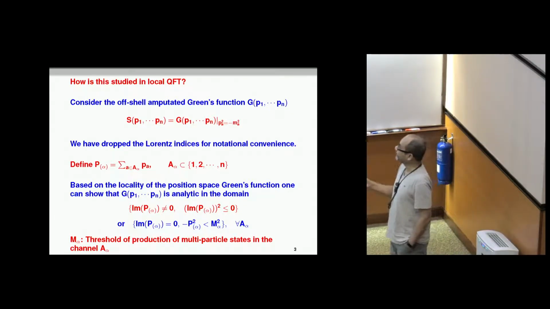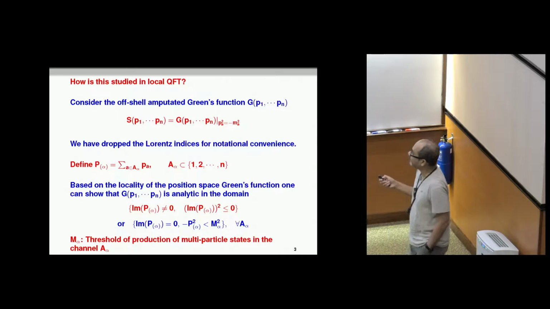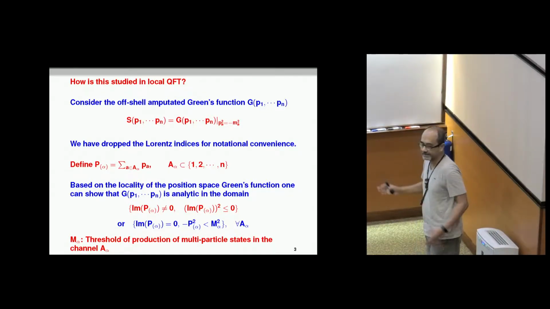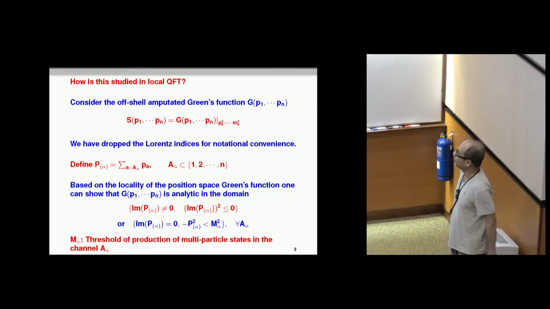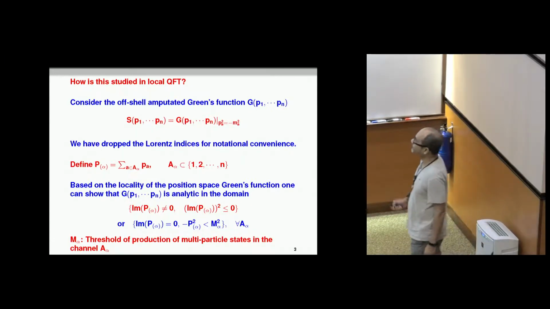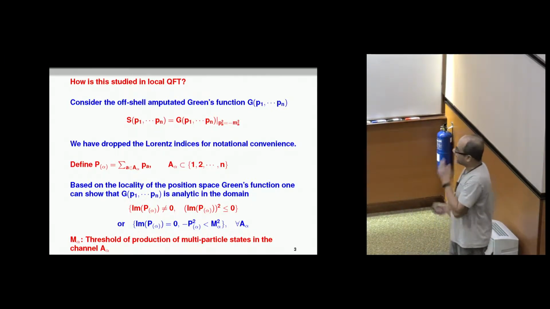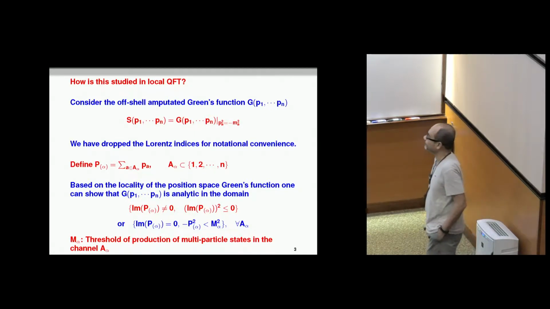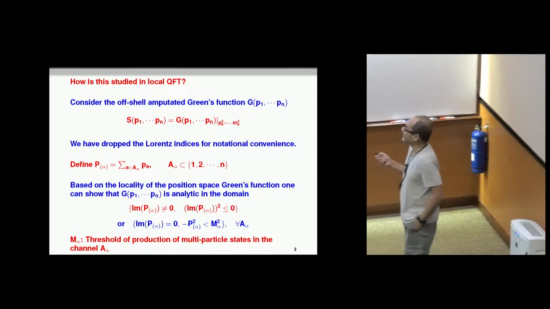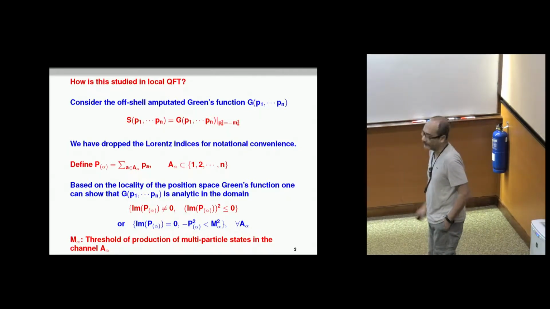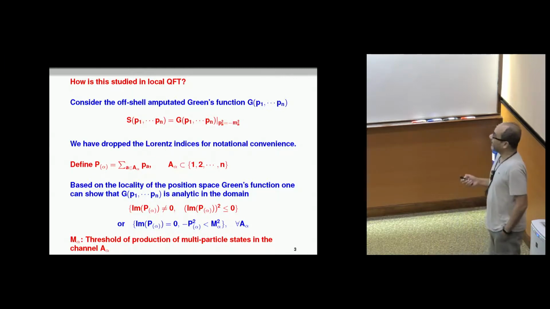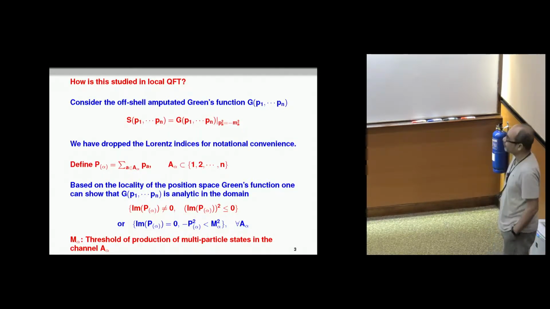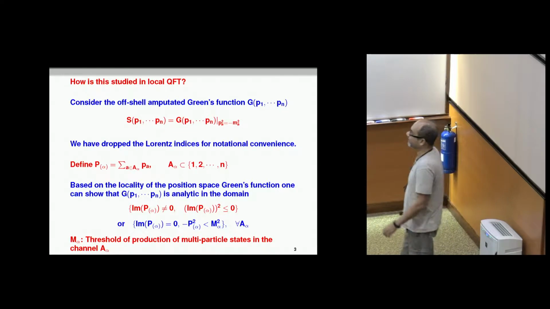Just for simplicity, I have dropped the Lorentz indices, but the analysis that we'll be describing is also valid for particles with spin. Now, let's define A_alpha to be some subset of the numbers 1 to n. It's a proper subset, so it doesn't include the empty set or the complete set. And we define P_alpha to be the sum of the momenta p_A with A lying in this subset, so the sum of momenta of a subset of external particles.